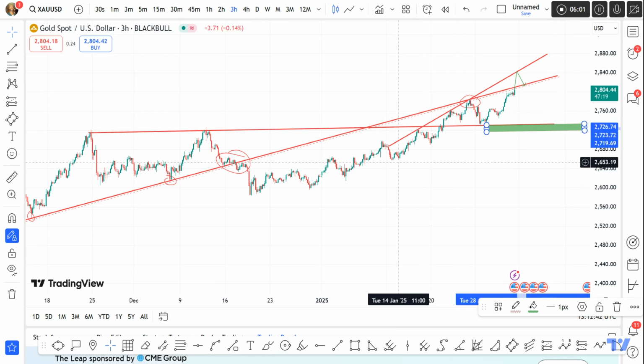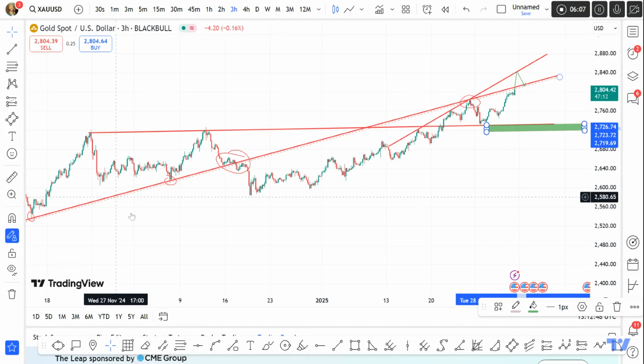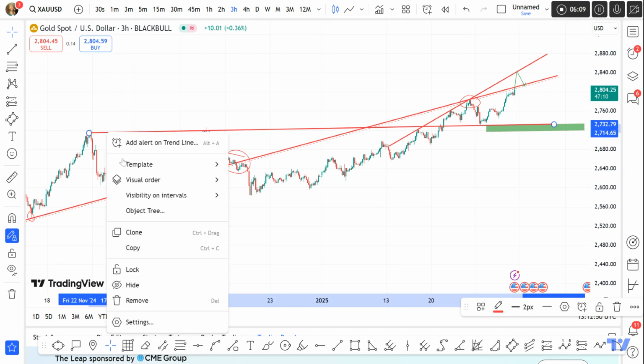The close of the 45-minute candle brought in a correction to that supply zone where price has tapped in, and I hope that this level will continue to hold that selling impetus.